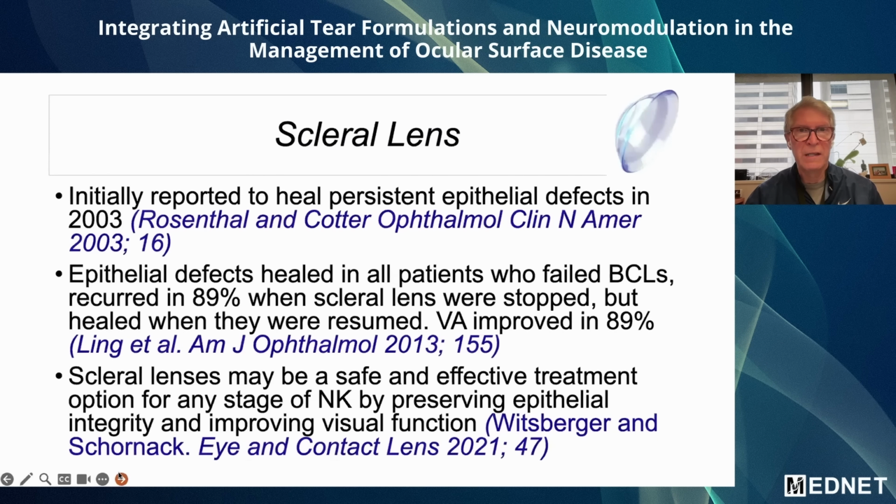Scleral lenses were initially reported to heal persistent corneal epithelial defects in 2003, and they've been gaining traction over the last few decades. Epithelial defects healed in all patients who failed bandage contact lenses, but recurred in about 90% when scleral lenses were stopped, but they healed again when they were resumed, and visual acuity improved in almost 90%. Scleral lenses may be a safe and effective treatment option for any stage of NK by preserving epithelial integrity and improving visual function.